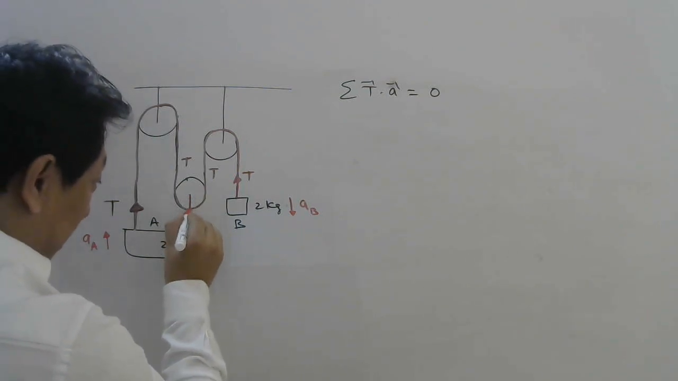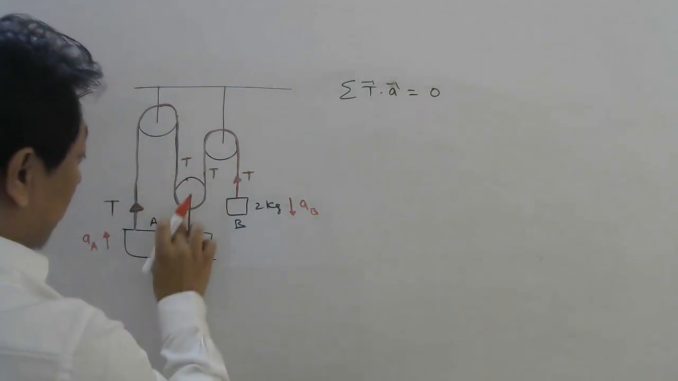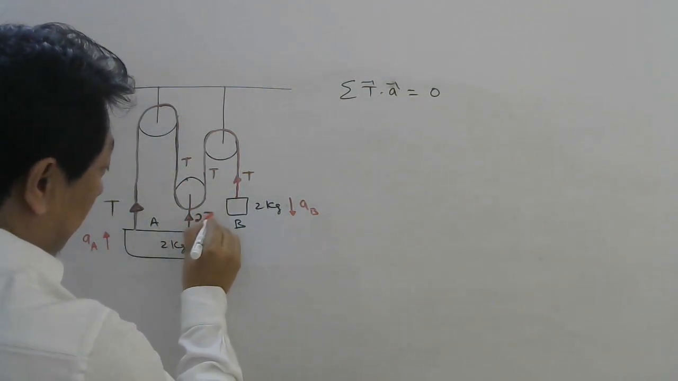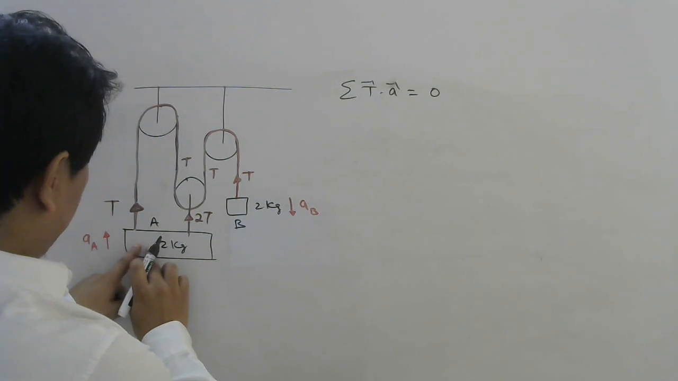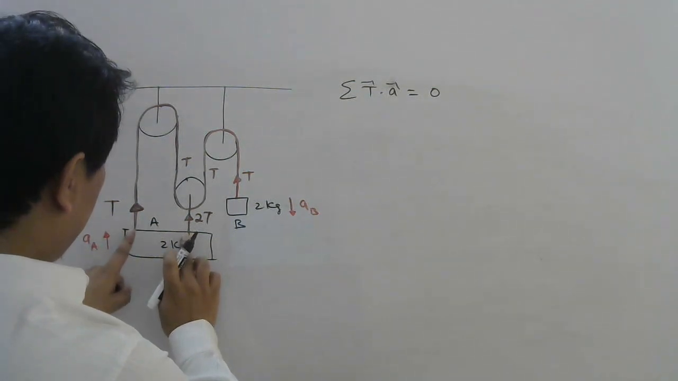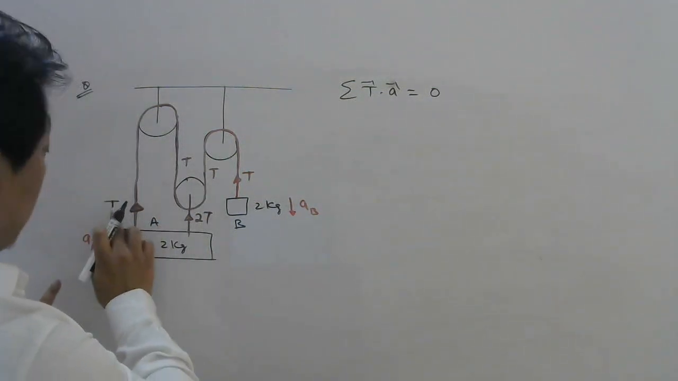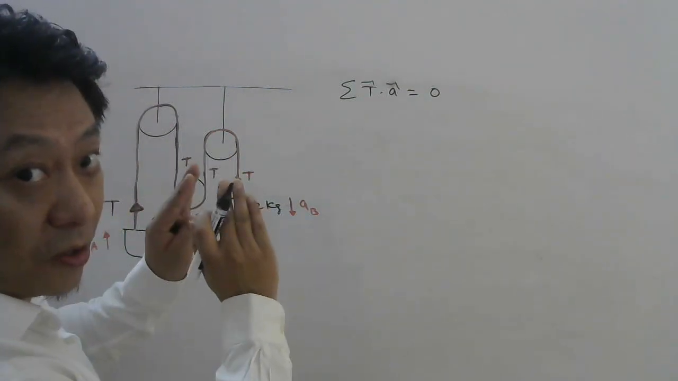But this is a different string, remember. And here T, so here it must be 2T on this block. Right? Okay. So for this block, if you see, tension is total 3T up. Why 3T? 2T and T in the same direction will be 3T total tension.